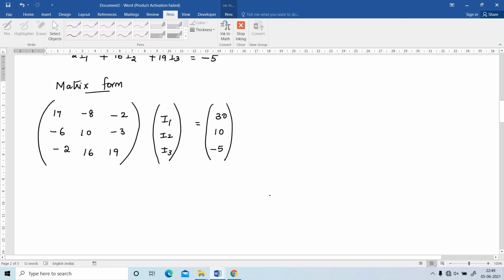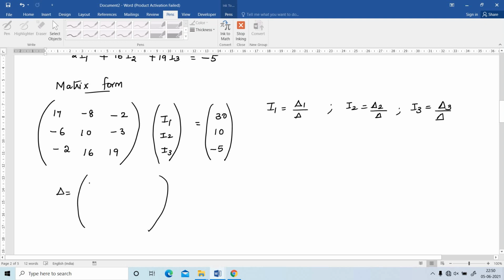Next I am going to find out the currents I1, I2 and I3. How to find out I1? I1 is delta 1 divided by delta. I2 is delta 2 divided by delta. I3 is delta 3 divided by delta. First I am going to explain how to find out the delta value. So how to find out delta?